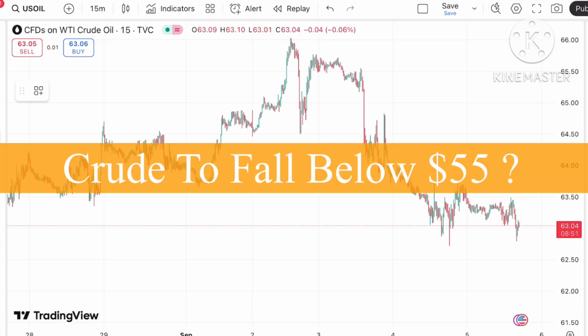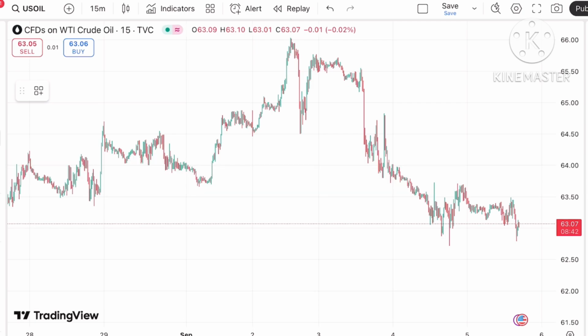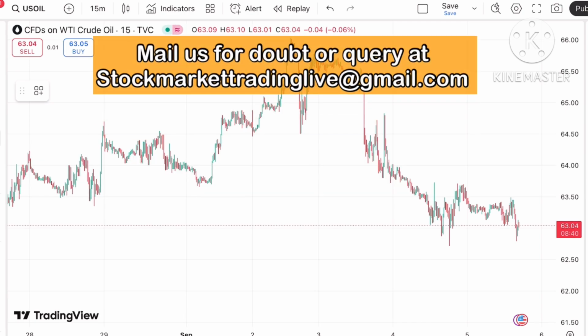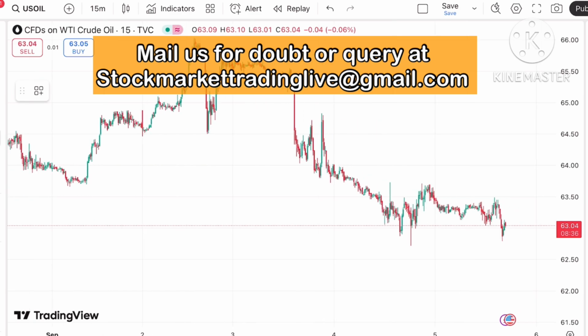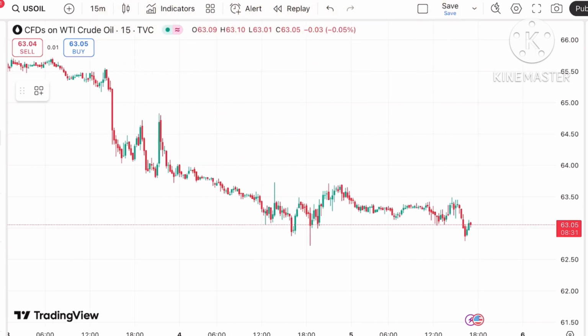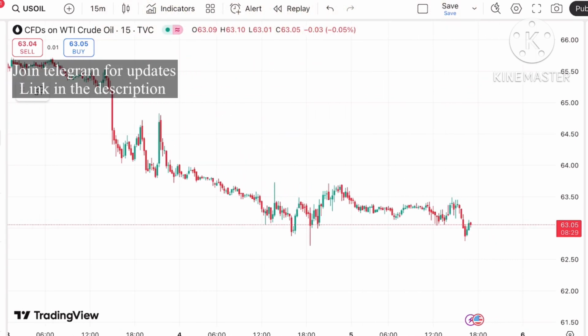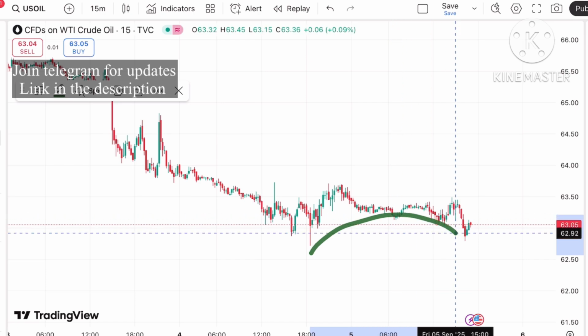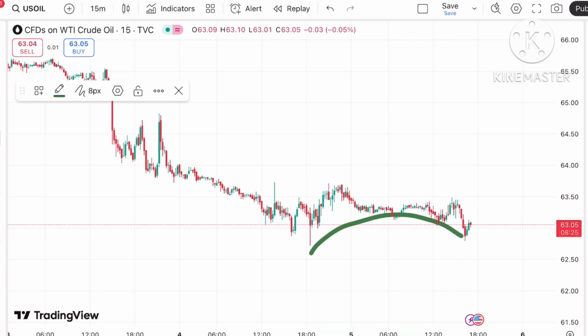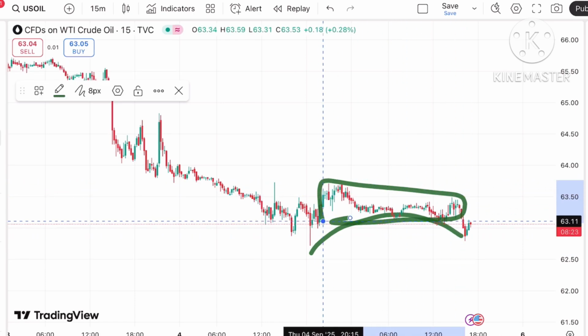So today we are diving into US oil's technicals across multiple time frames and exploring the influence of the dollar index on crude. As we have seen, this is the 15 minutes chart, the price now trading at a level of $63.05. And if you look at this particular frame, we can see that a U pattern has been formed after crossing this particular range.